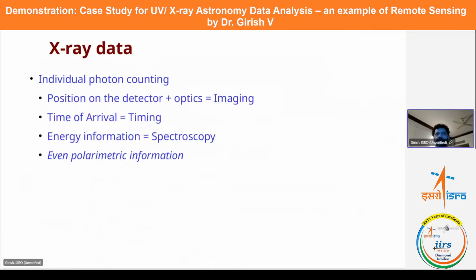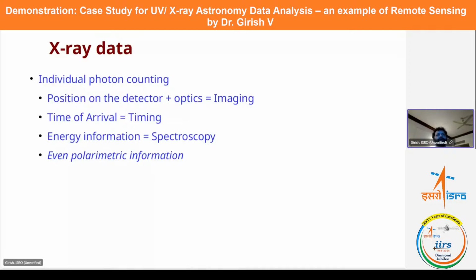Unlike in visible, where we measure the total flux in a pixel because the number of photons is very, very high, in X-ray the number of photons is minimal. So an individual X-ray photon can be measured. Not only where it is falling on the pixel detector, we can even measure when exactly it is reaching the detector. And then we can measure the energy of the individual photon, and even, polarimetrically, the polarization angle. So all four pillars of astronomy can be done with X-ray data.